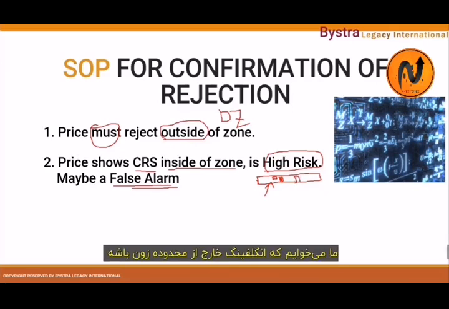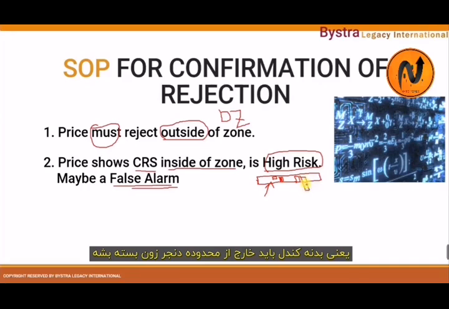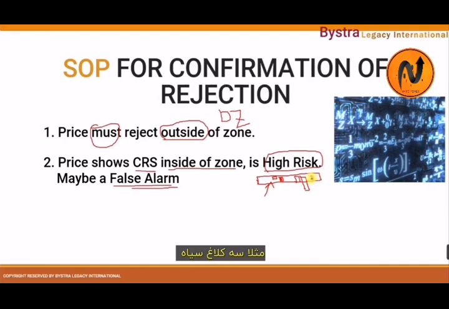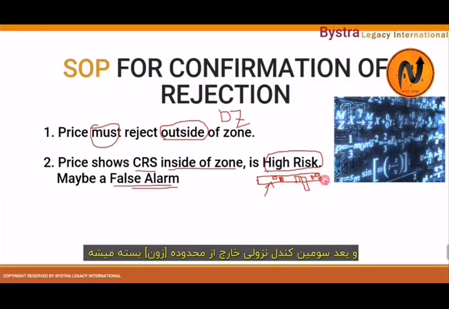We want the engulfing to be outside of the zone. The candlestick body has to close outside of the danger zone. It doesn't matter which type of CRS, whether the three black crows, so you have the bullish, then you have the bearish 1, 2, and then the third one, they close outside the bearish candlestick.